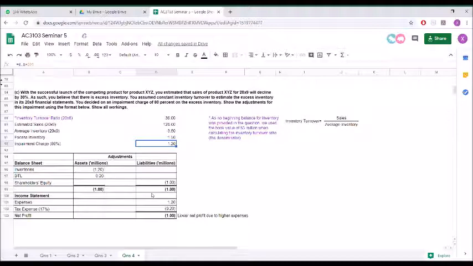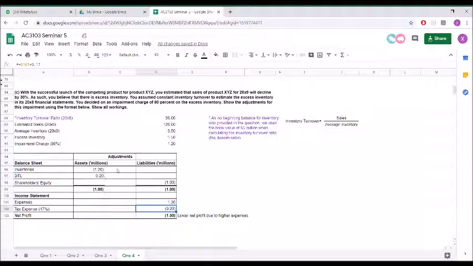So on the financial statements, firstly we'll be going through the income statement. As there's an impairment charge of $1.2 million, the expenses will increase by 1.2 million. And as a result, as the expenses increase, the tax expense will decrease. And the tax rate was given by the question to be 17%. And so we take 17% times 1.2 million, and after rounding off, you get 0.2 million. So the net profit will decrease by 1 million.